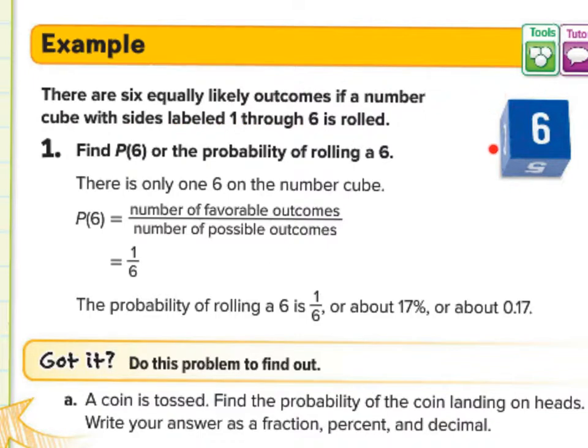You see it here, right? There's 6 sides, and each number has 1 out of 6 chances, correct? There is only 1 six on the number cube. That's right, there's only one of them. So there's a chance of 1 out of 6 for it to land.